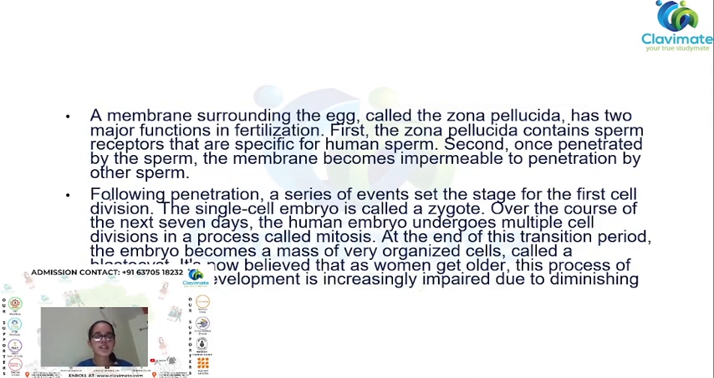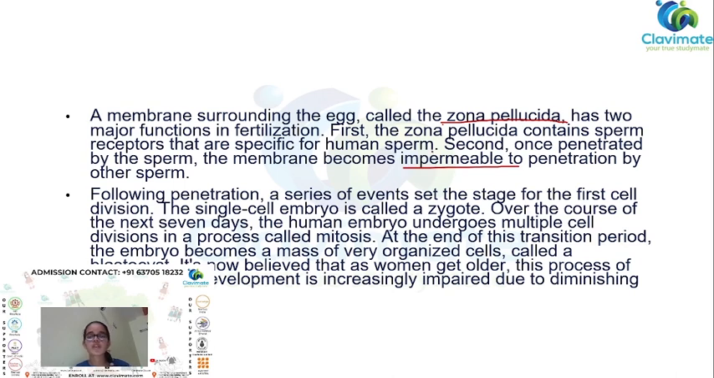Next, a membrane surrounding the egg called the zona pellucida. It has two major functions. First, it contains sperm receptors that are specific for a human sperm. Second, once penetrated by a sperm, the membrane becomes impermeable to penetration by another sperm.